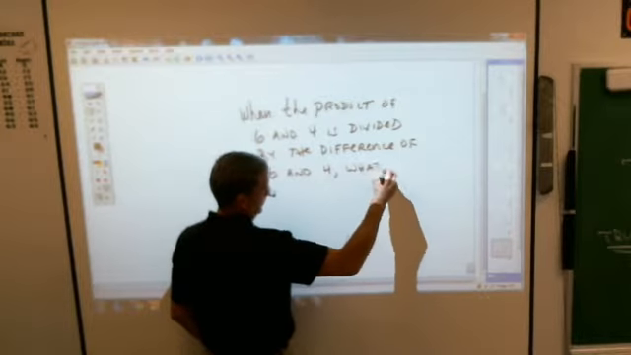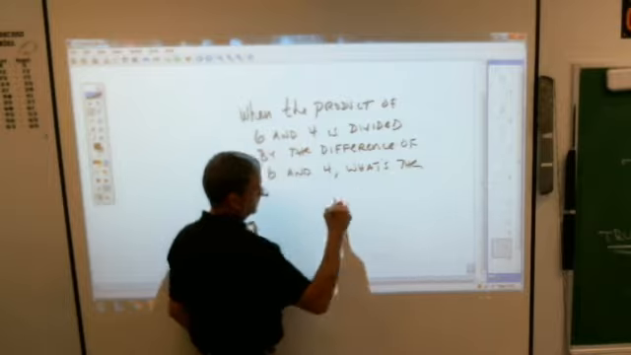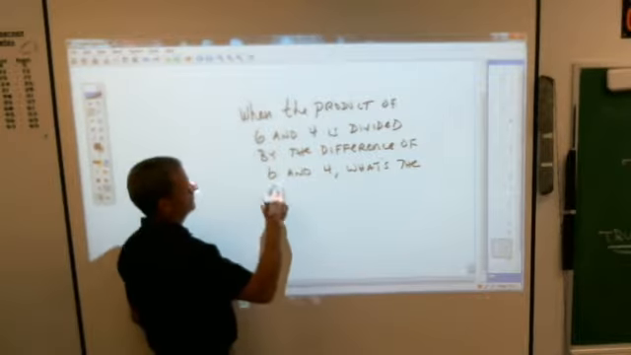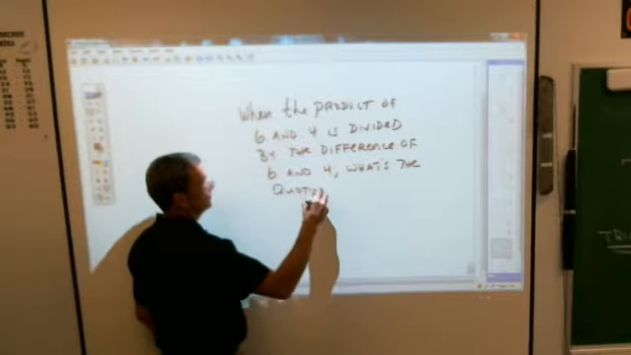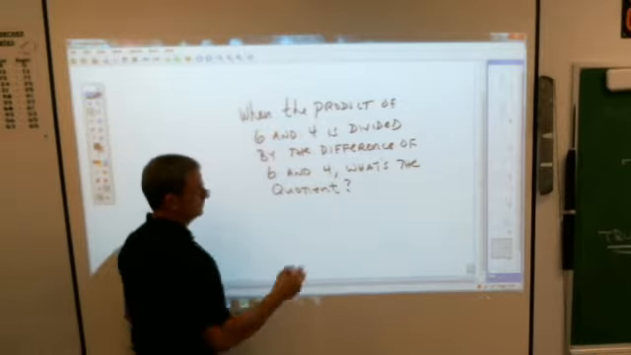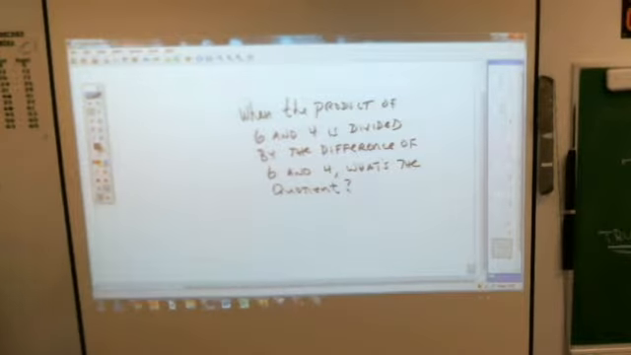What's the quotient? And the product of 6 and 4 is divided by the difference of 6 and 4. What's the quotient? Got that written down? You're fast writers.